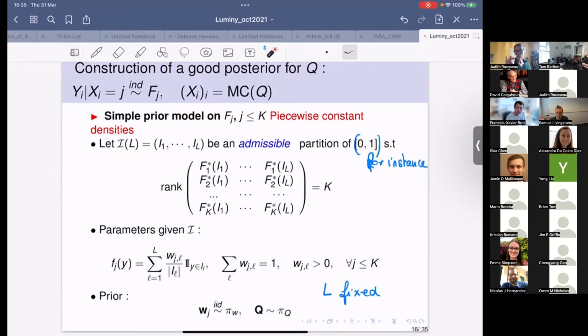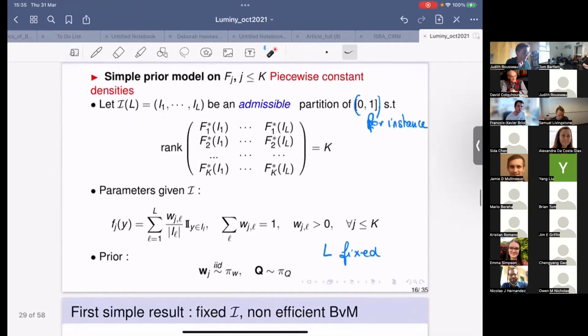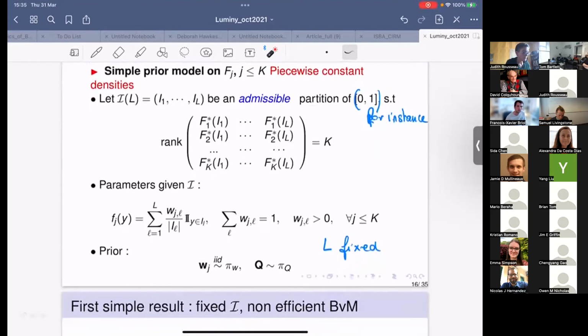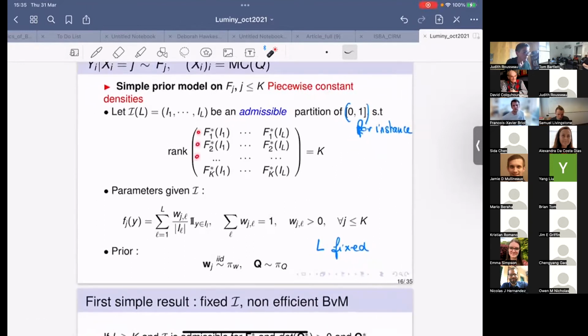But the partition needs to have one specific property, which we call admissibility, in the sense that this matrix has full rank. So what is this matrix? Each row corresponds to a different emission distribution. I have k components, so I have k rows, k emission distributions, and each column corresponds to a different bin. In row 1, I have f star 1 of bin 1, f star 1 of bin 2, up to f star 1 of bin L, and in row k I have the same with f star k, where f star denotes the true distributions.